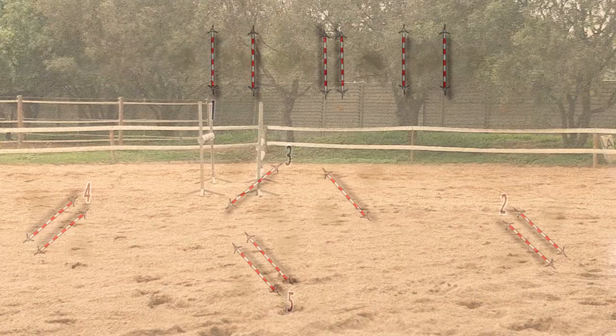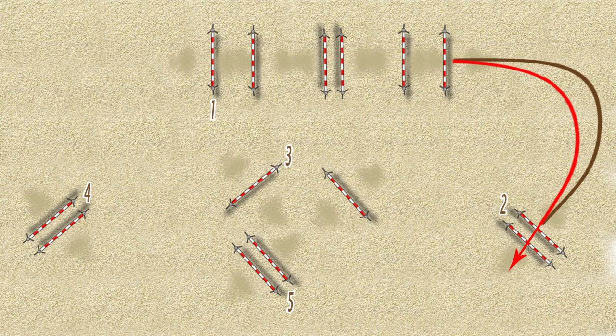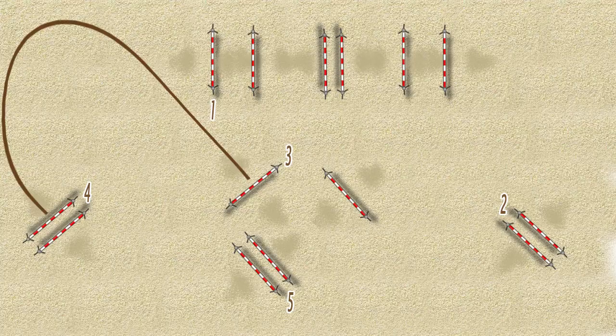Okay, so the turns to number 2 and number 4 are probably the trickiest part of this exercise. You really need to use all the space you can to get as straight as possible to these 2 jumps. It's easy to fall in on the turn and jump these 2 jumps at a slight angle, which will take you off the ideal line for the related distance that follows, making them ride too long.